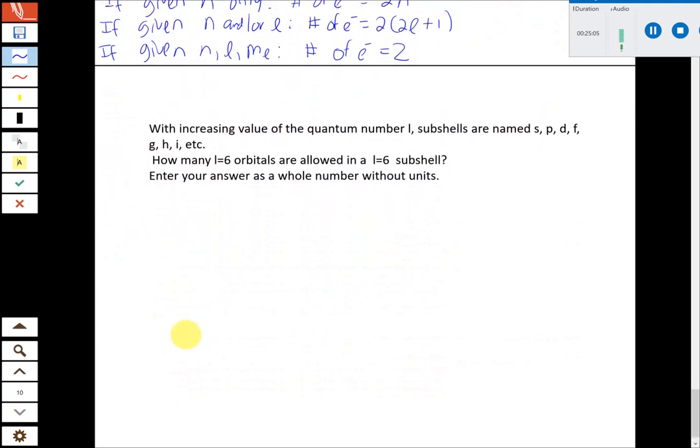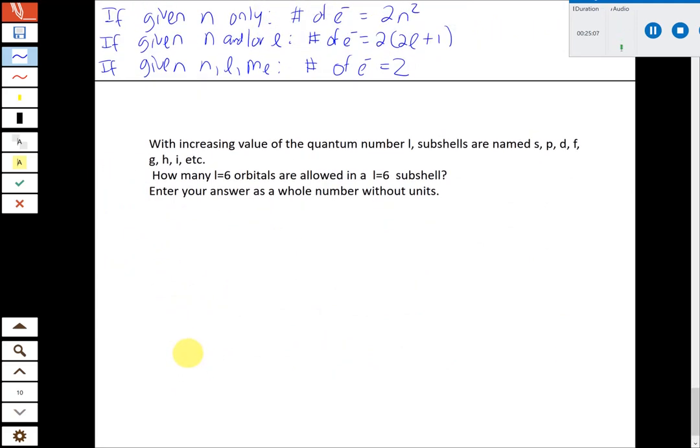All right, this question here, with increasing value of the quantum number L, subshells are named S, P, D, F, G, H, I, etc. It turns out this first sentence was completely useless. So we do give you sometimes extra information. This sentence you don't really need to know. It's true, not wrong, but it's not something you need to know for this one. How many L equals 6 orbitals are allowed in an L equals 6 subshell?